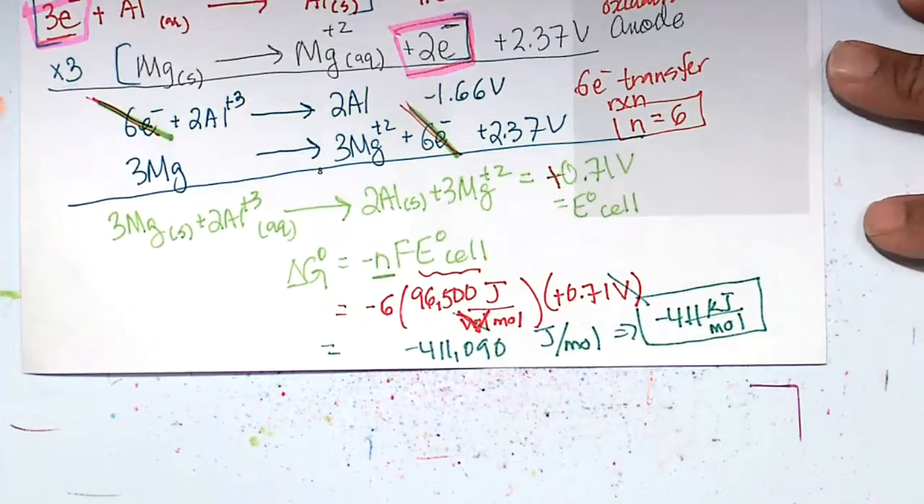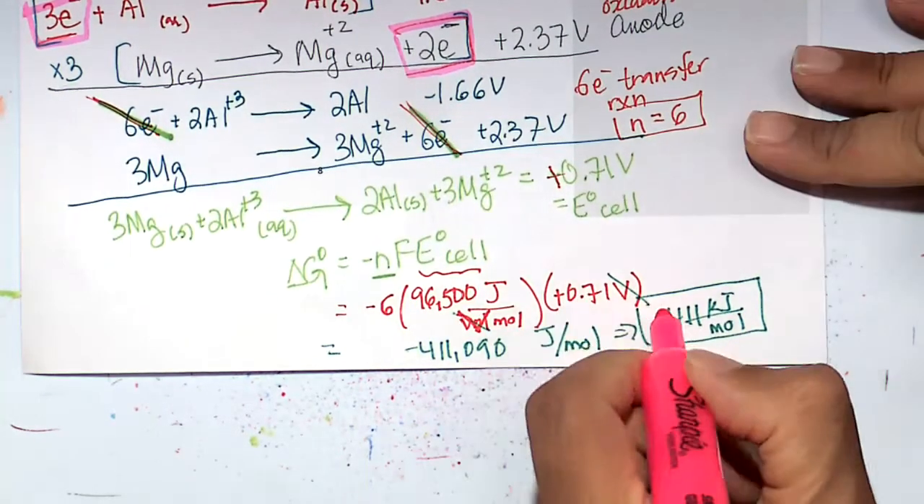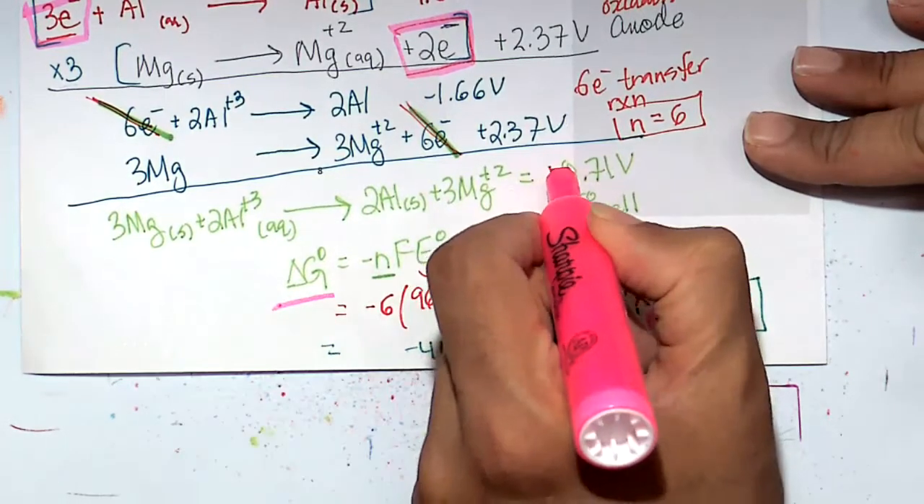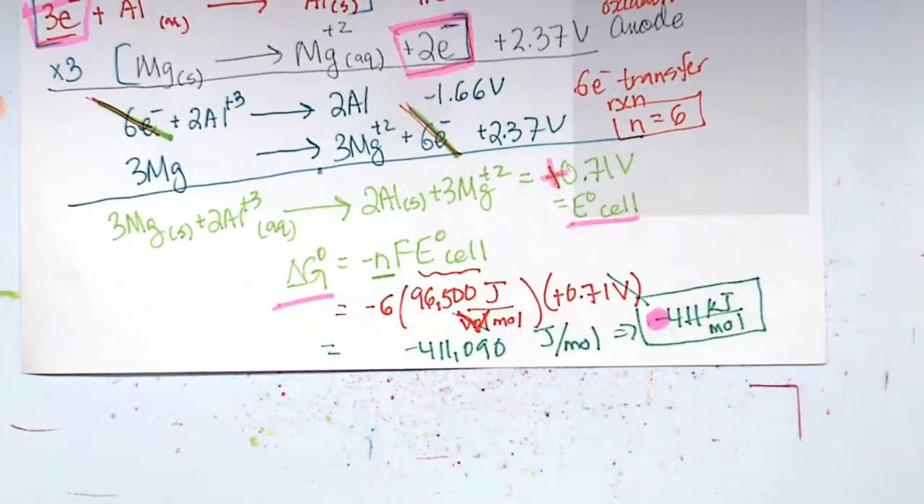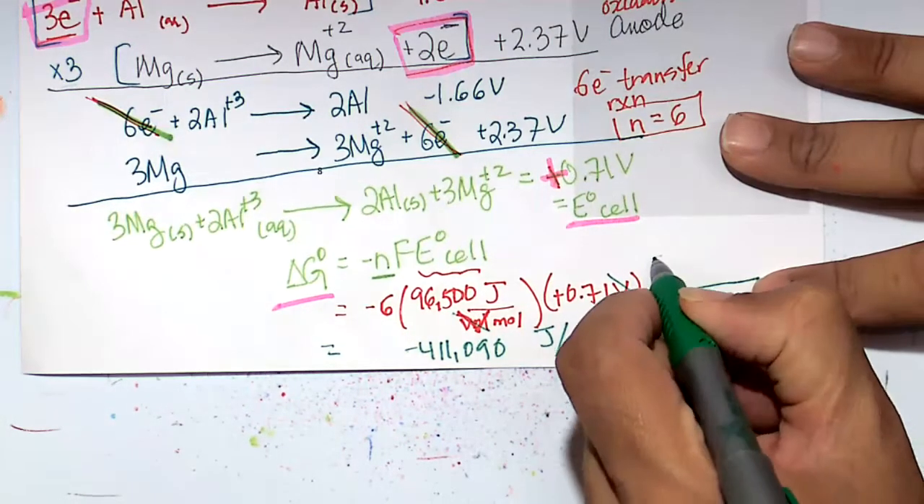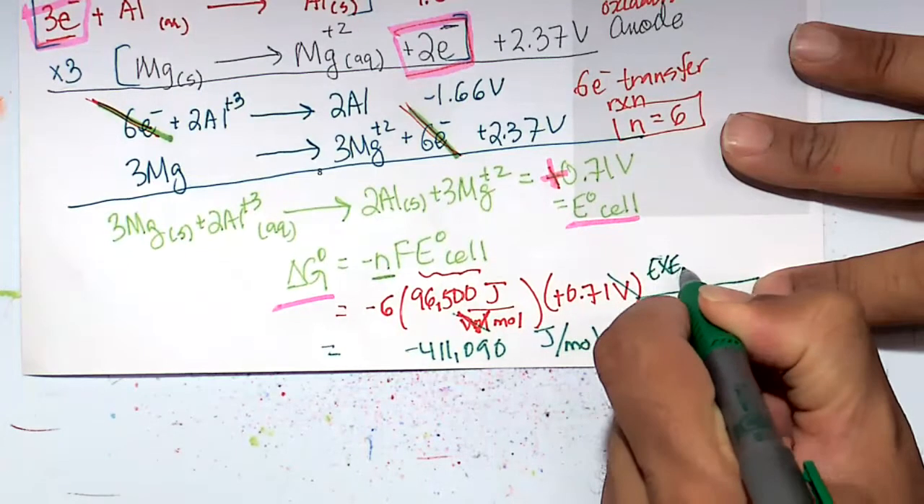All right, the minus sign for delta G, the positive sign for E cell, tell us that this is a reaction favoring the product side. A minus delta G is called an exergonic reaction. Exergonic.